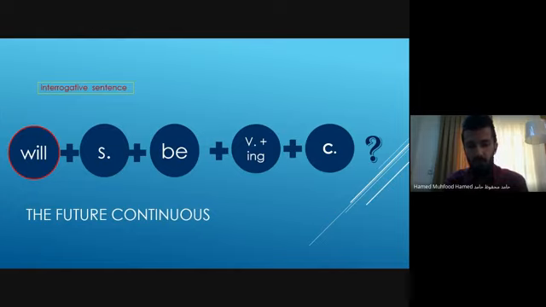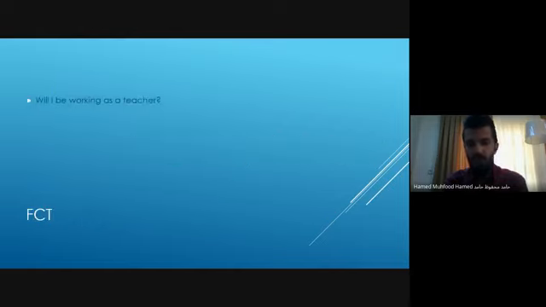So examples about interrogative sentences: Will I be working as a teacher? Will you be going to school? Will he be cooking dinner? Can you give me more examples of interrogative sentences in the future continuous tense? Can anyone give me an example of a yes/no question in the future continuous tense? No examples?